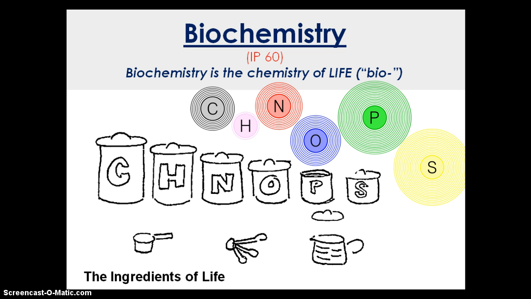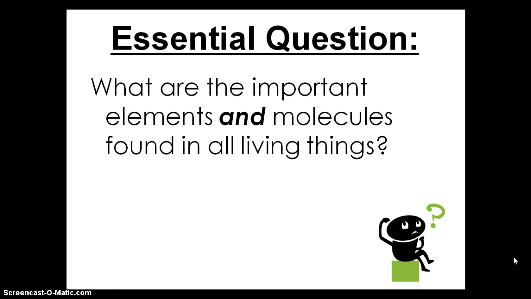Biochemistry is the chemistry of life. The word bio, B-I-O, stands for life or living things. So since we've been studying chemistry, we do need to know that life is made of some chemicals. Some of the ingredients of life include these chemicals: carbon, hydrogen, nitrogen, oxygen, phosphorus, and sulfur. And there's more, but these are some of the main ones. Your essential question: what are the important elements and molecules found in all living things?